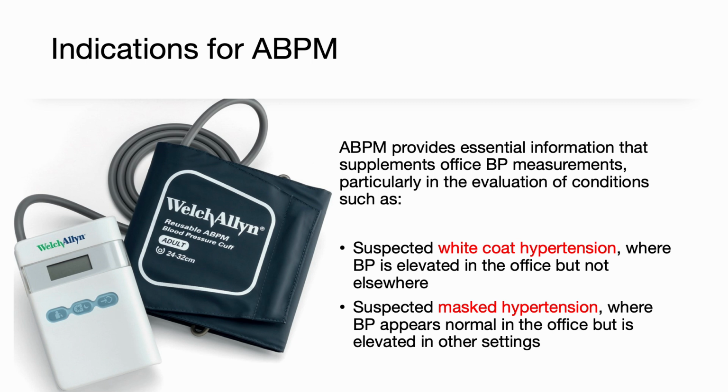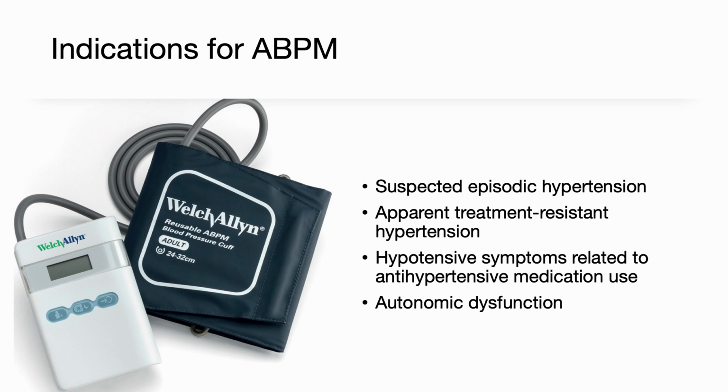ABPM provides important information that supplements office blood pressure measurements, particularly in evaluation of conditions such as suspected white coat hypertension, suspected mask hypertension, suspected episodic hypertension, those with apparent treatment-resistant hypertension, patients with hypotensive symptoms related to blood pressure medications, and patients with autonomic dysfunction.